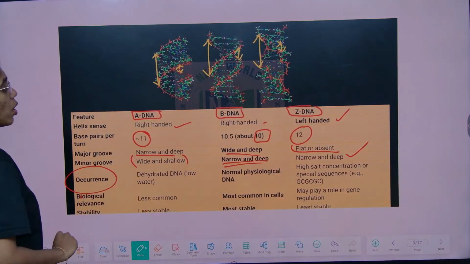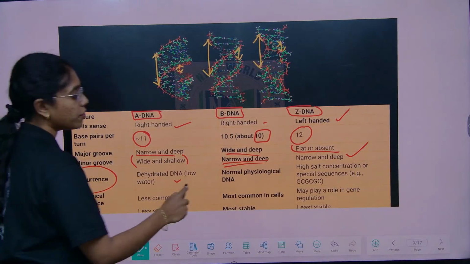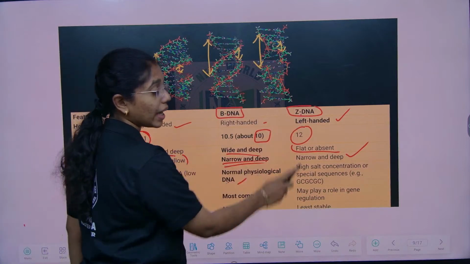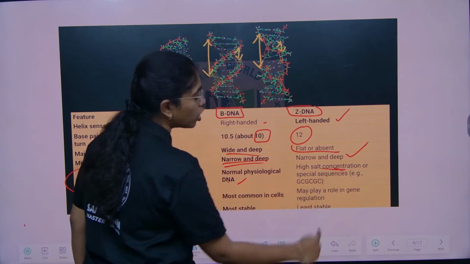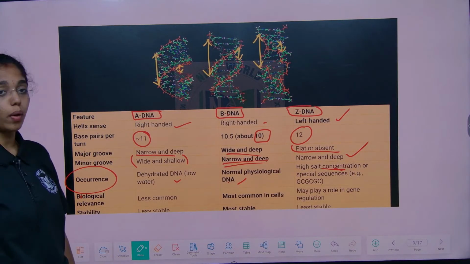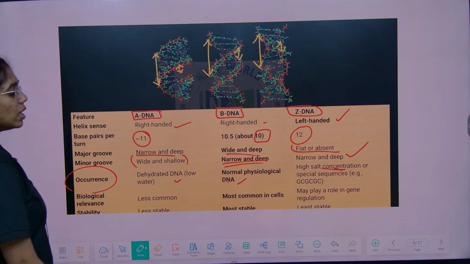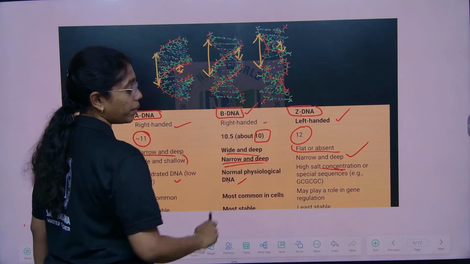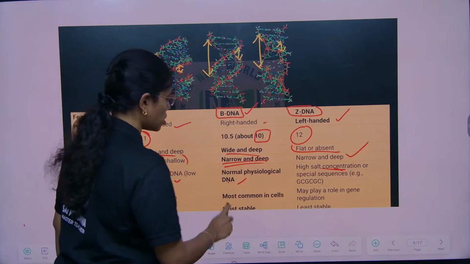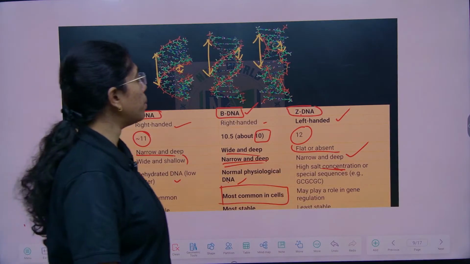Next, occurrence. Where can you see A type DNA? In dehydrated DNA. B type DNA is normal physiological DNA. Z type DNA is observed in high salt concentrations because those are special sequences like GC, guanine, cytosine rich nitrogen bases are present. Biological relevance. B type DNA are most commonly observed in biologically active cells. Most commonly observed type of DNA in the cells are B type DNA.